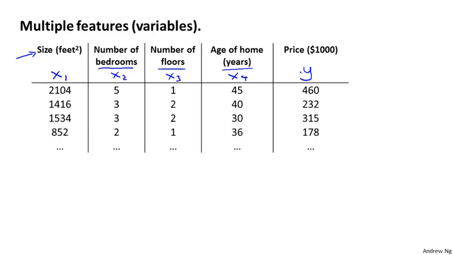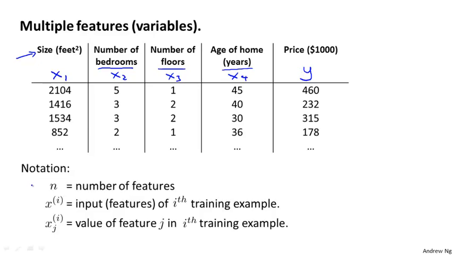Now that we have 4 features, I'm going to use lowercase n to denote the number of features. So in this example, we have n equals 4 because we have 1, 2, 3, 4 features, and n is different from our earlier notation where we were using m to denote the number of examples. So if you have 47 rows, m is the number of rows in this table, or the number of training examples. So I'm also going to use x superscript i to denote the input features of the ith training example.